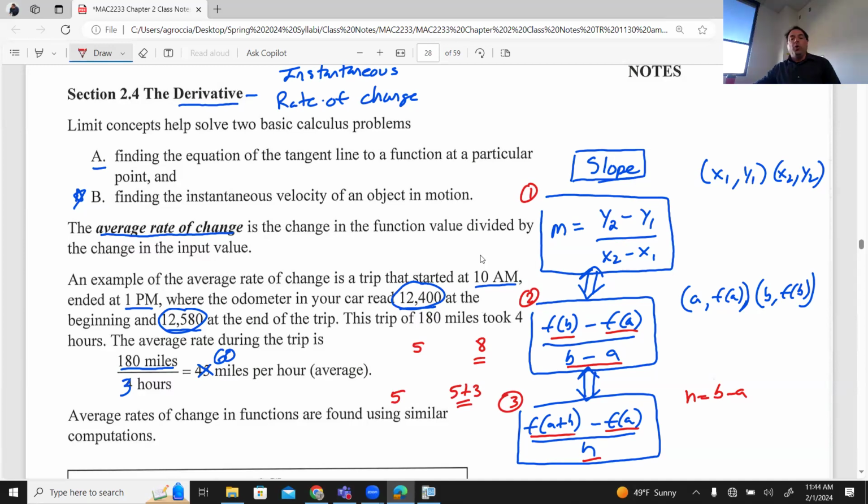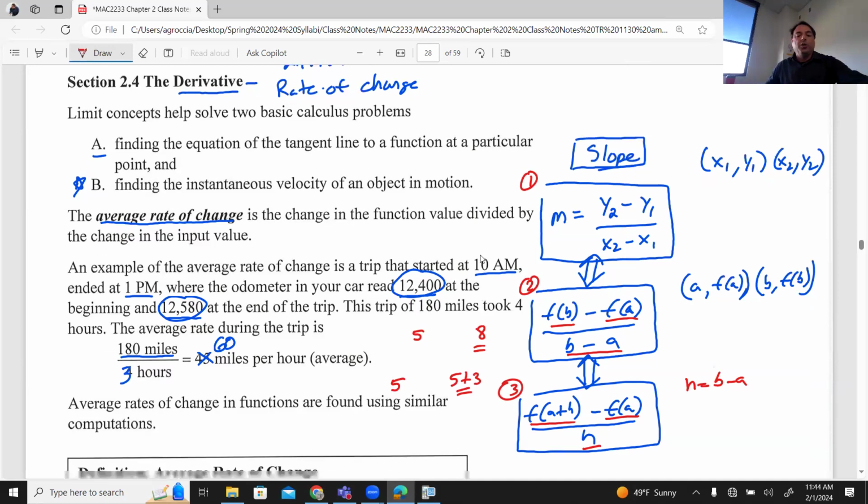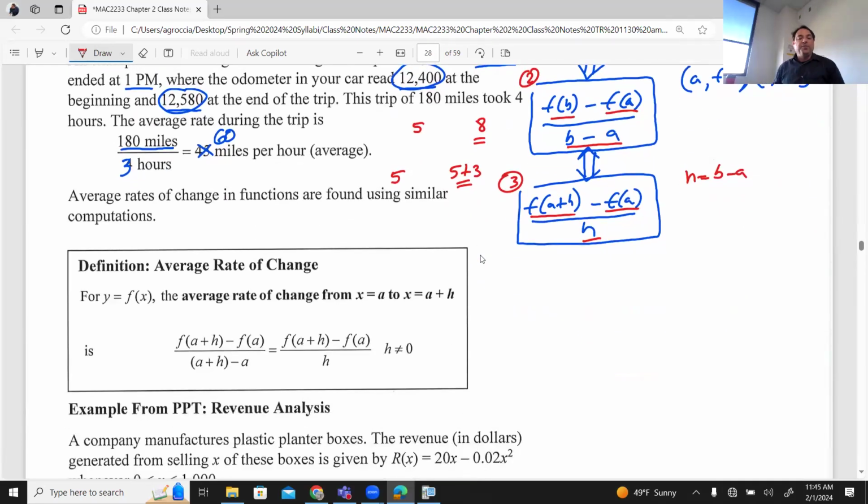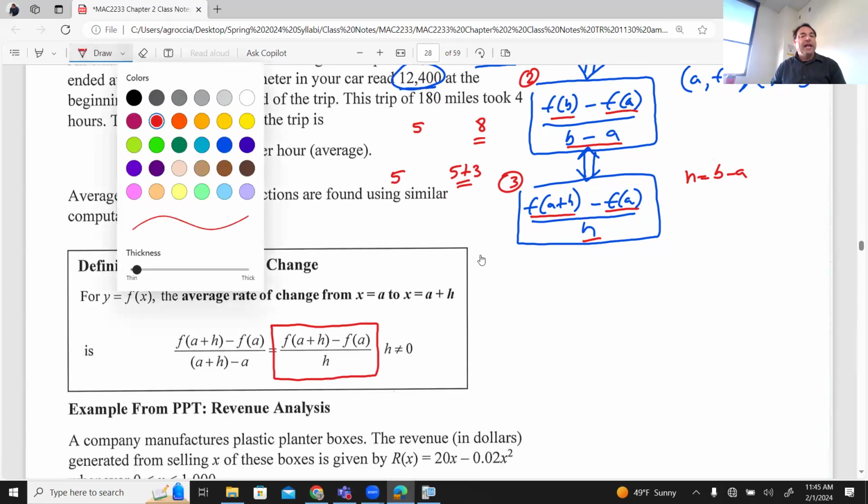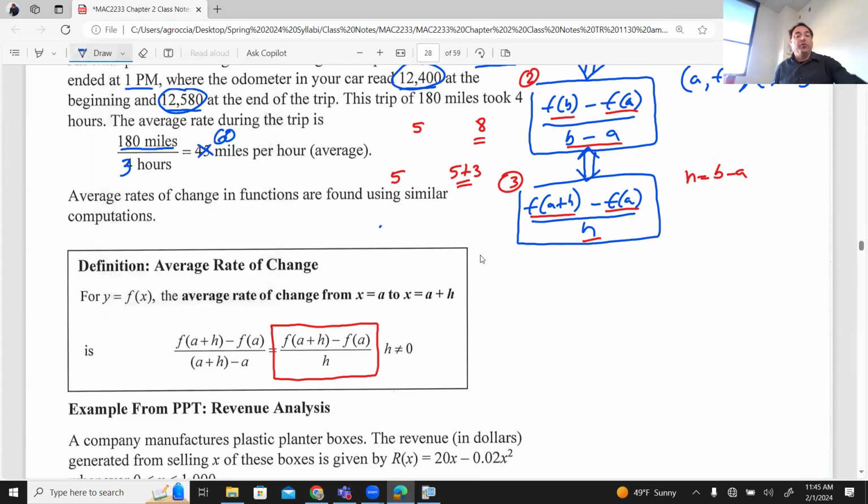But our goal is to get to this formula. This is part of your definition of what a derivative is. And right now you should be thinking derivative is slope, it's rate of change. And if you got that, you're doing great.